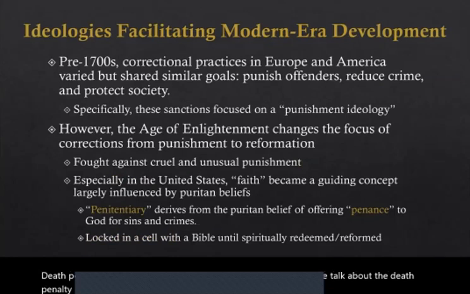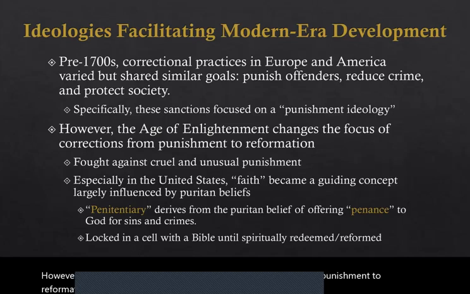So how do we get to this ideology facilitating modern era development? So pre-1700s, correctional practices in Europe and America varied, but shared similar goals: punish offenders, reduce crime, and protect society. Specifically, these sanctions were focused on a punishment ideology, right? So the more you punish, the better you punish, the more likely it is that you're going to reduce crime and protect society. However, the Age of Enlightenment changes the focus of corrections from punishment to reformation.